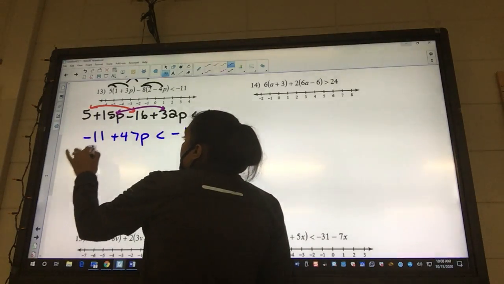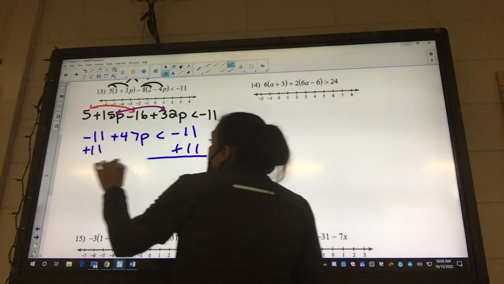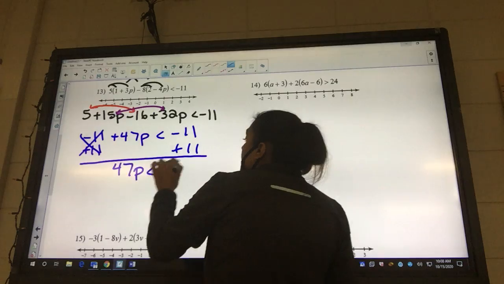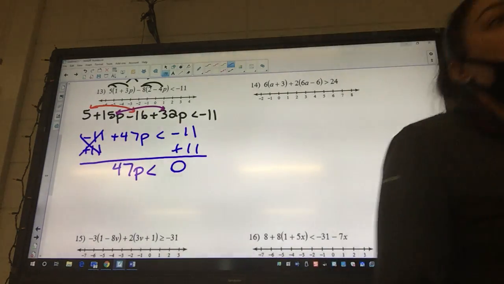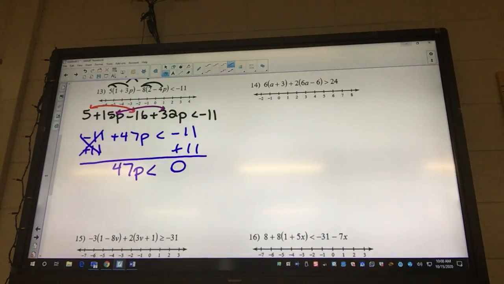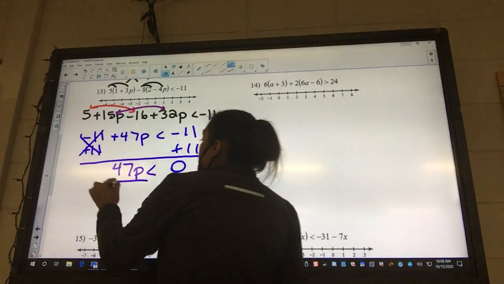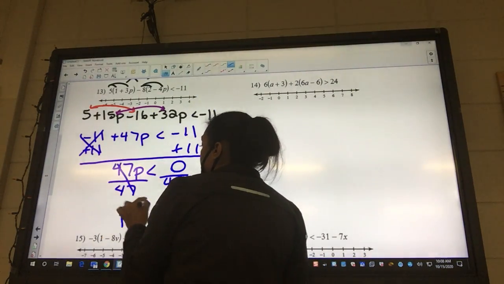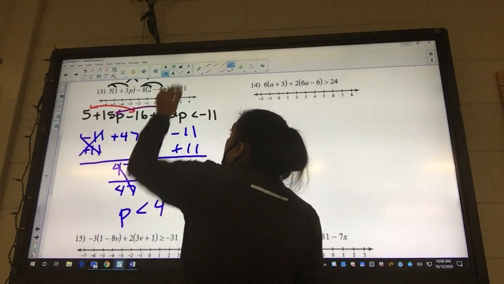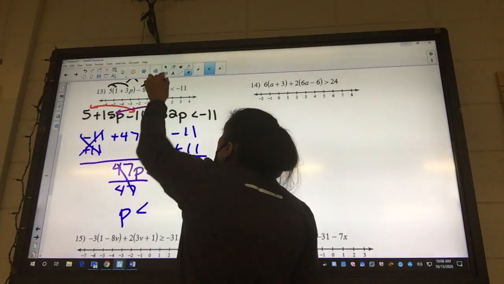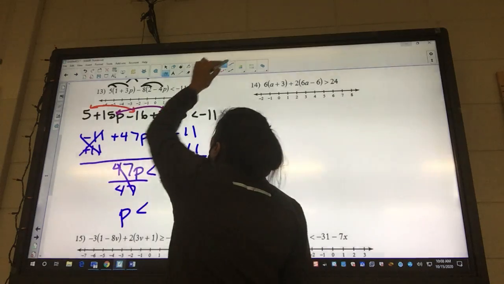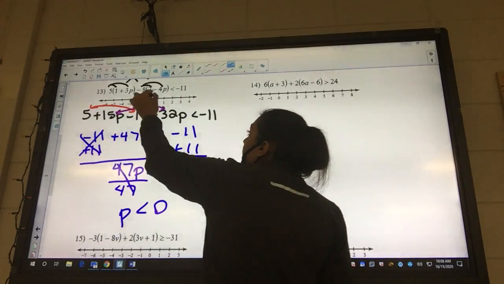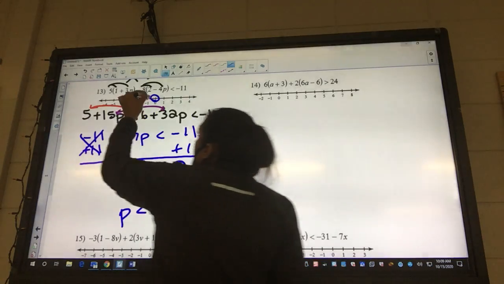Okay, and we say plus 11, plus 11. I got 47p less than 0. My last step is going to be to divide. So many of you guys put 47, and I wrote 0. So on 0, it's going to be an open dot to the left.